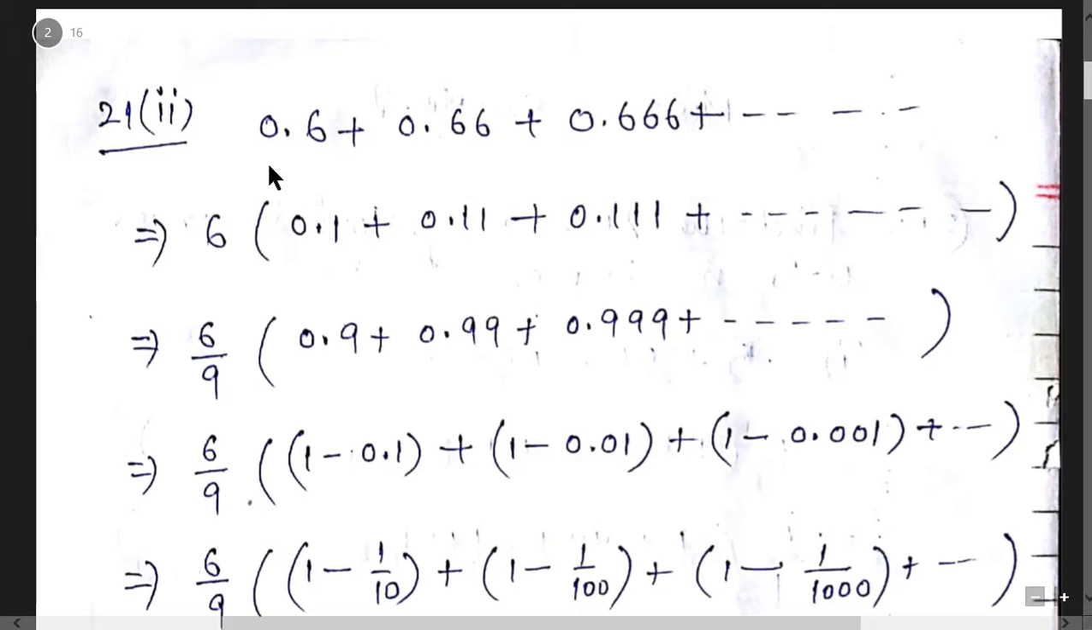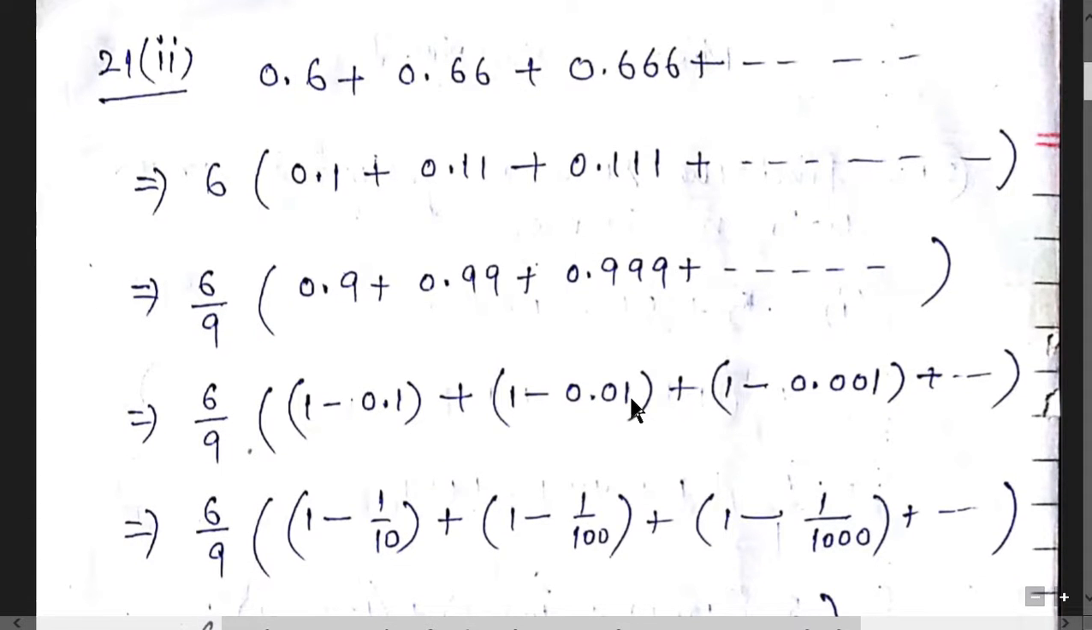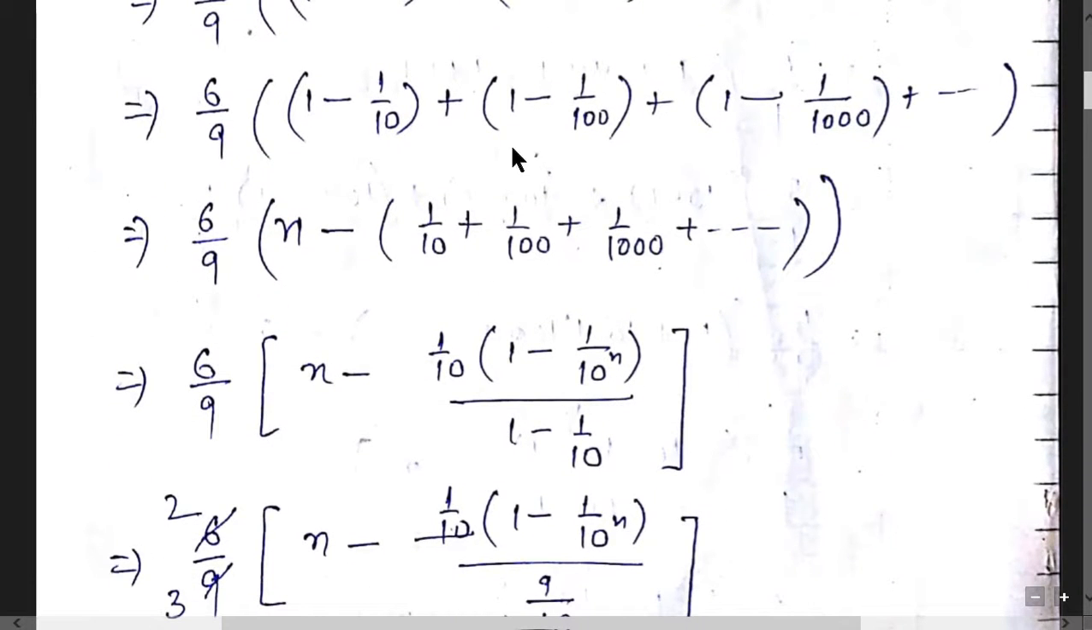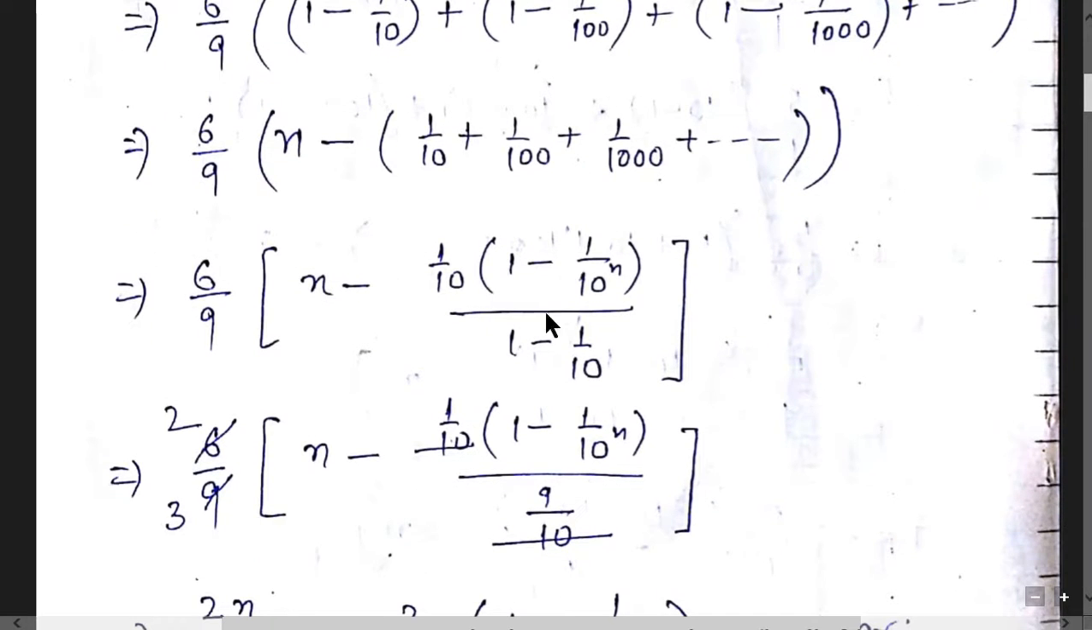Now if the question is in decimal format, 0.6, 0.66, 0.666, take 6 common, then again multiply by 9, then you can write 1 minus 0.1. Similarly 1 minus 0.01, 1 minus 0.001, like this. It means you can write 1 minus 1 over 10, 1 minus 1 over 100, 1 minus 1 over 1000. And the second term in this case is a GP, with the first term 1 over 10, and the common ratio is also 1 over 10. Now you can apply the formula.